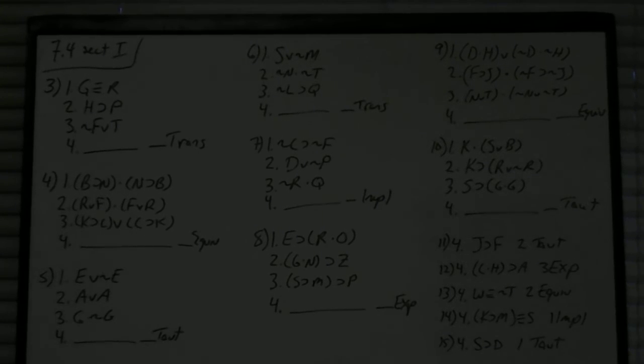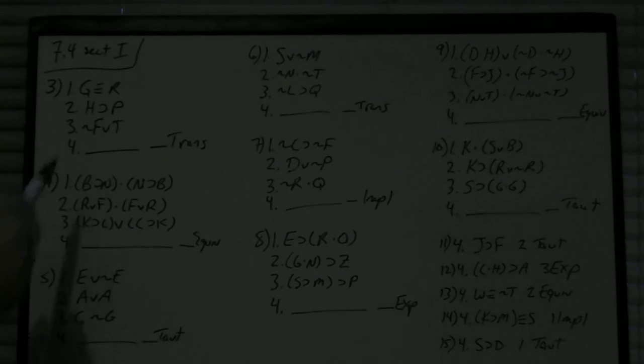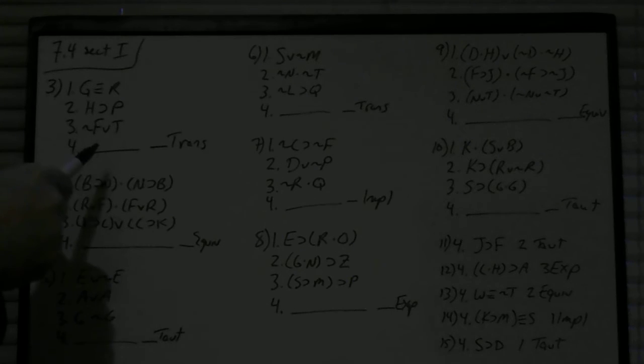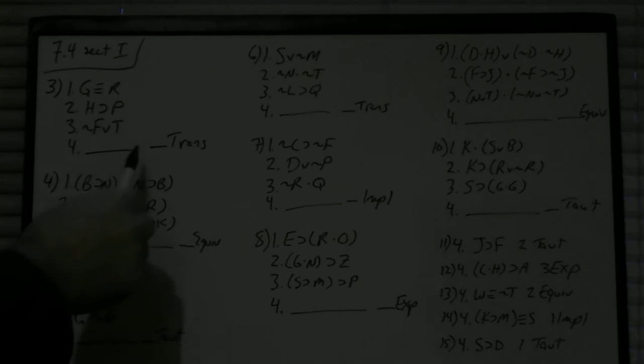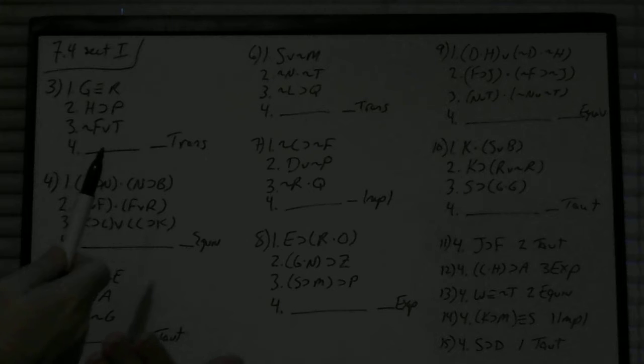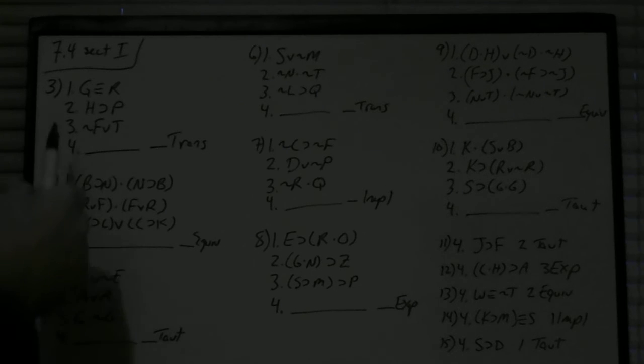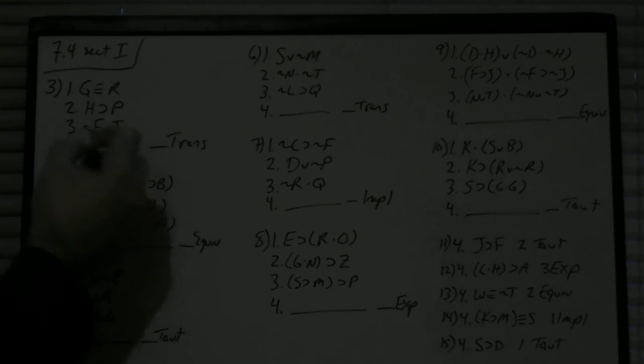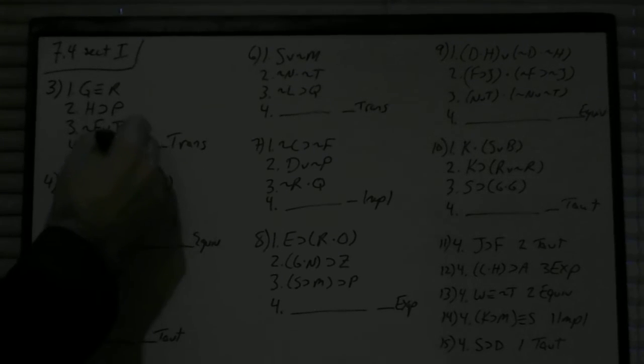So I have up here on the screen for you again. Starting with number 3, we have G if and only if R, if H then P, not F or T. And they want us to do a transposition. So for a transposition, you want a conditional statement. You're going to flip that statement and you're going to negate it. So on line 2, if H then P would become if not P then not H.